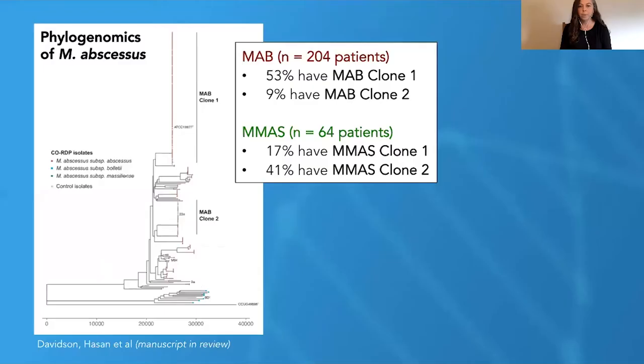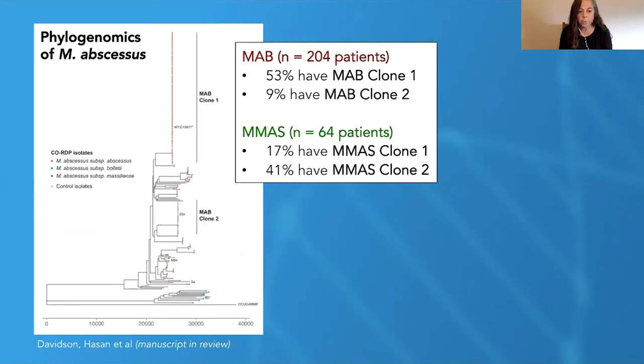So first I'll show you a phylogenomic analysis of M. abscessus, subspecies abscessus and massiliense. For subspecies abscessus, we had 204 patients. Looking at a one isolate per patient analysis, we can see in this phylogenetic tree that we do observe the presence of two dominant clones in our sample set, including the main dominant circulating clone, which over 53% of our patients had. This MAB clone 2, 9% of the patients in the sample set had. And these two clones do correspond to the clones in the global population study.